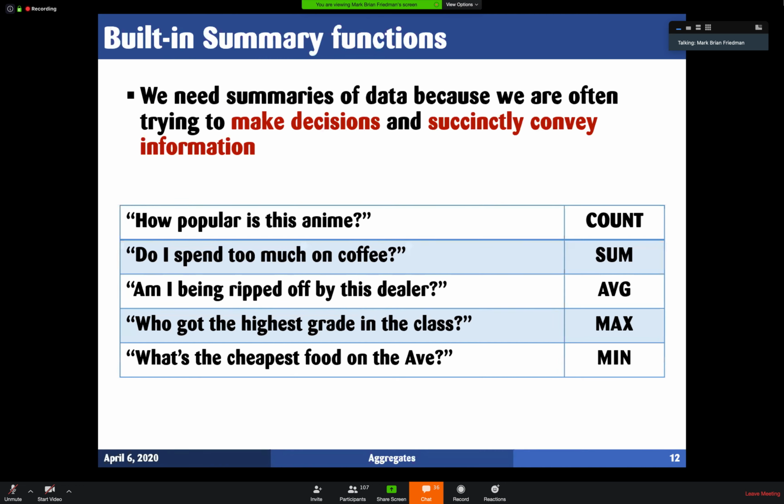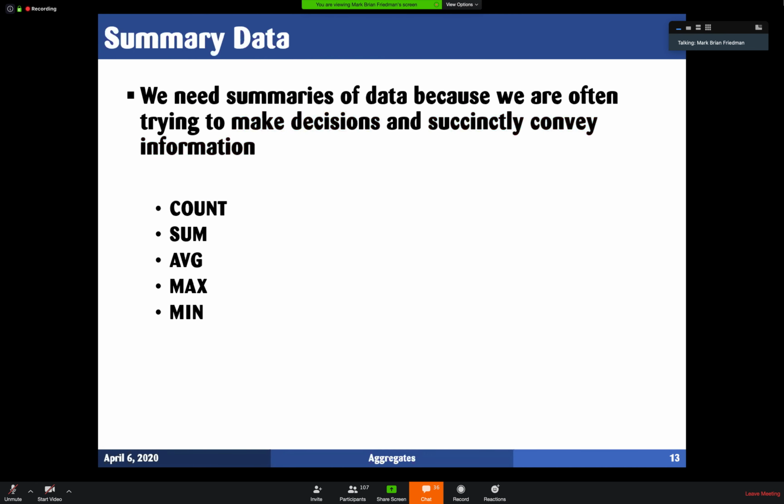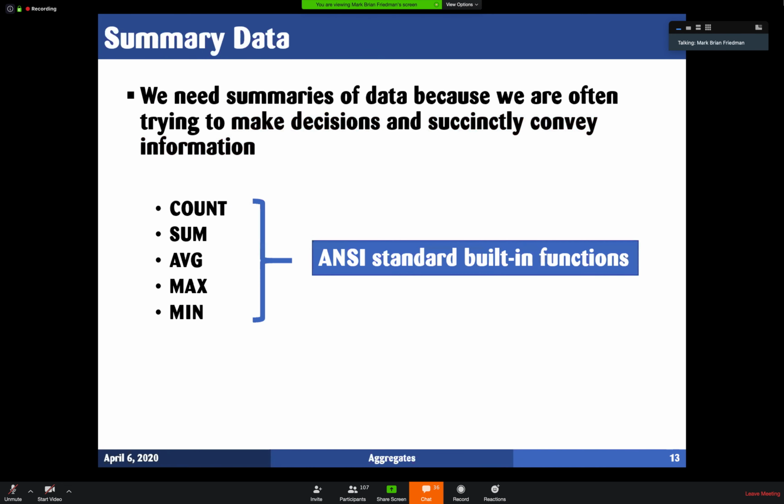So we need summaries of data because we're often trying to make decisions and succinctly convey information. What we've got are some built-in summary functions. We've got the count, just enumerating the count. I don't care about the individual results, I just want to know how many people watched this particular show. Sum, average, max, and min. These are the basic ones that are defined in the standard ANSI language. SQL has undergone a standardization process beginning, I think, around 1985.